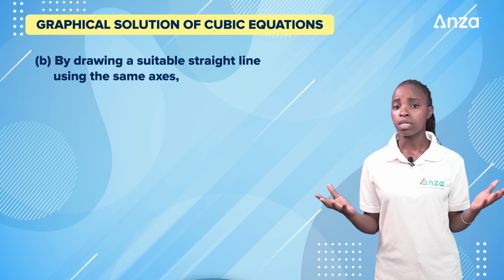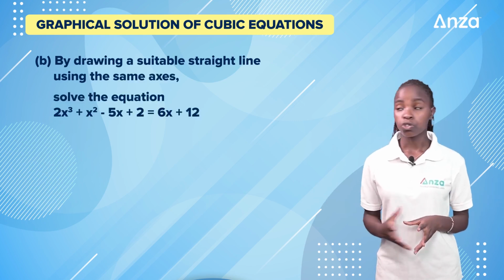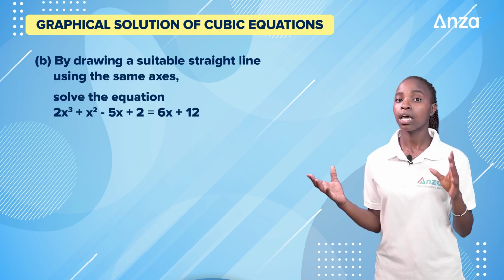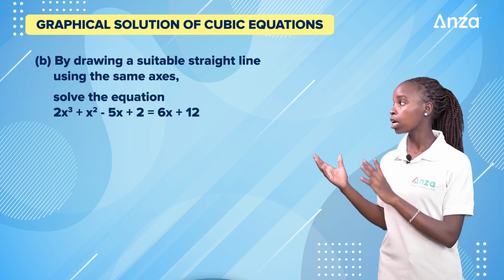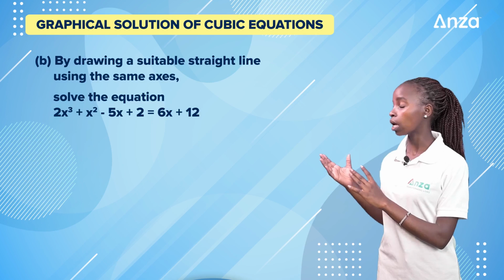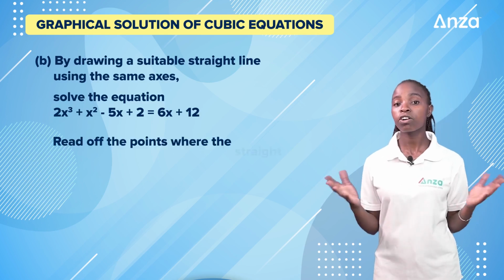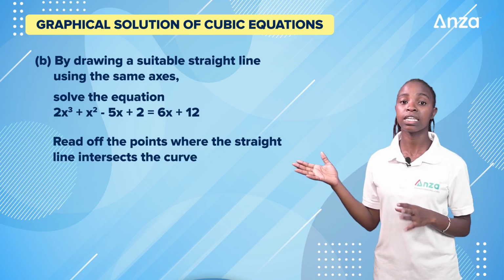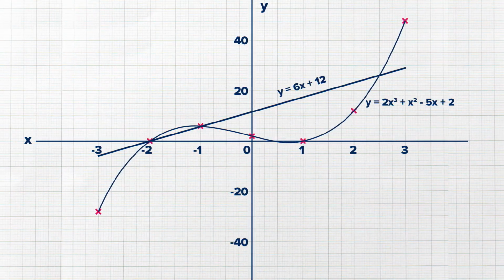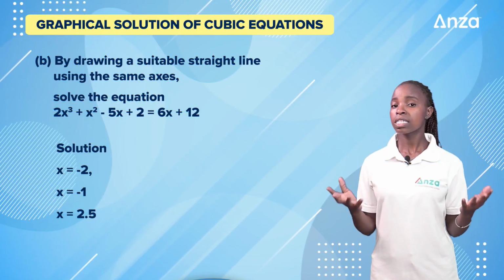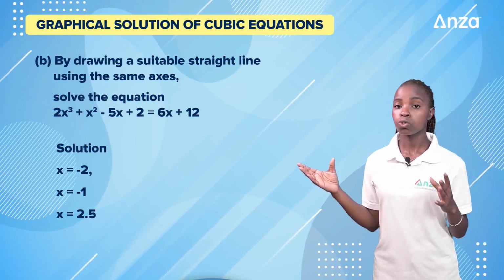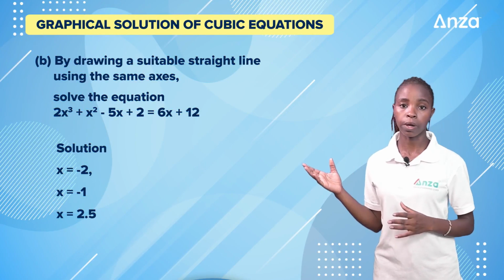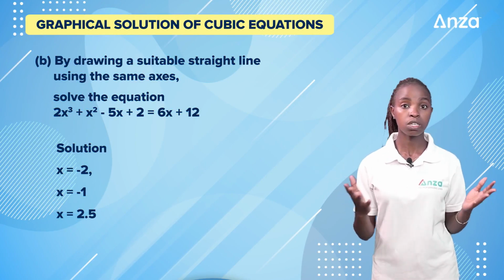In solving part B, which is solving the equation 2x cubed plus x squared minus 5x plus 2 is equal to 6x plus 12, we read off the points where the straight line intersects the curve. These points are x is equal to -2, x is equal to -1, and x is equal to 2.5. These are the solutions of the equation 2x cubed plus x squared minus 5x plus 2 is equal to 6x plus 12.